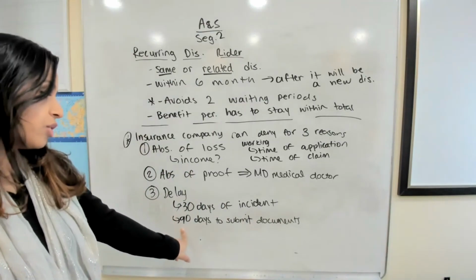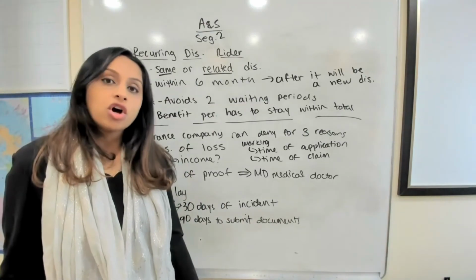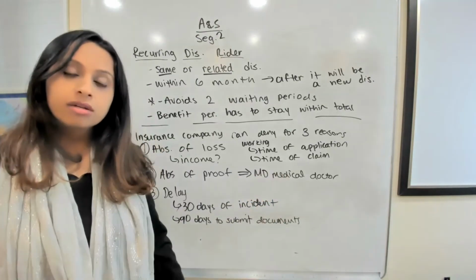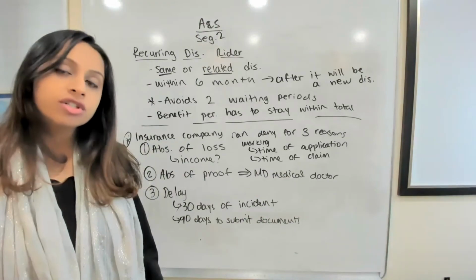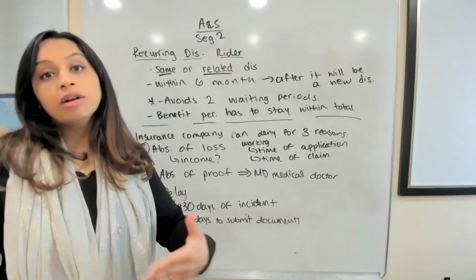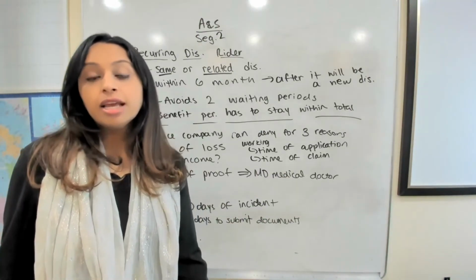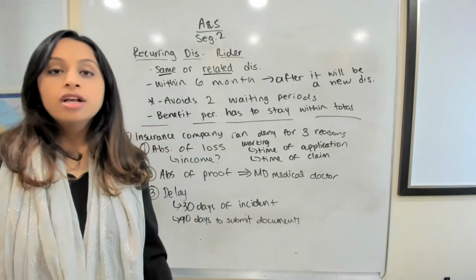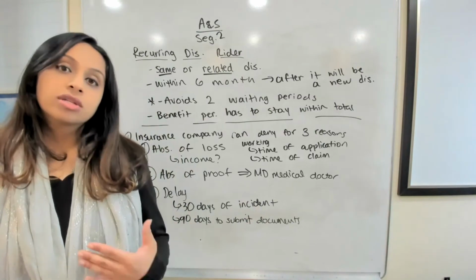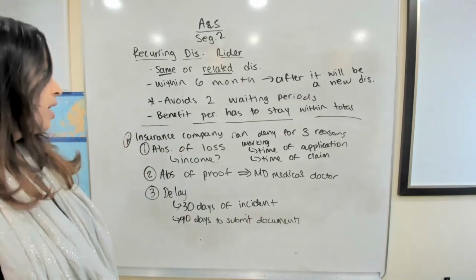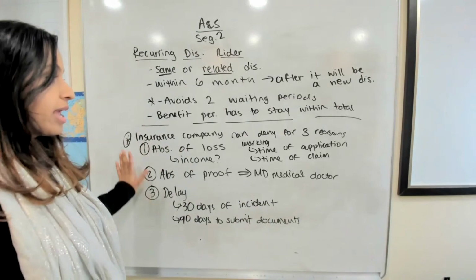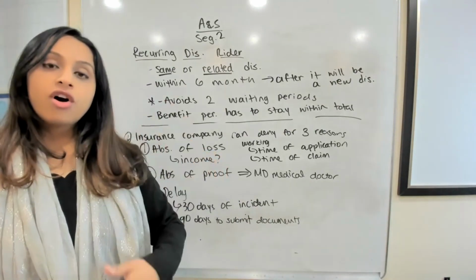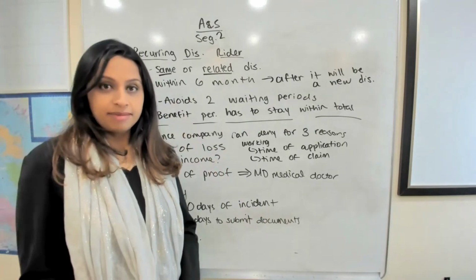And you have 90 days to submit all your documents. That means all of this proof, the medical papers, whatever you need from the medical doctor, you have 90 days to submit that. So approximately 1 month, 30 days, to file the claim, and approximately 3 months, 90 days, to get all the paperwork in order for your claim to be on time and be processed. All right, so those are the reasons insurance companies can deny claims, and we'll move on to the next part of the module in the next segment.